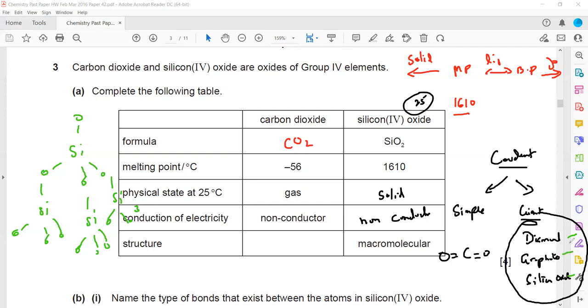So if anything other than that is given, what will be the structure? First, both are covalent because carbon and oxygen are non-metals, and silicon and oxygen are also non-metals. So both are covalent substances, and covalent substances can be divided into simple covalent or molecular covalent, or giant covalent. In the case of carbon dioxide, it is a simple covalent structure which contains one carbon attached to two oxygen atoms only.